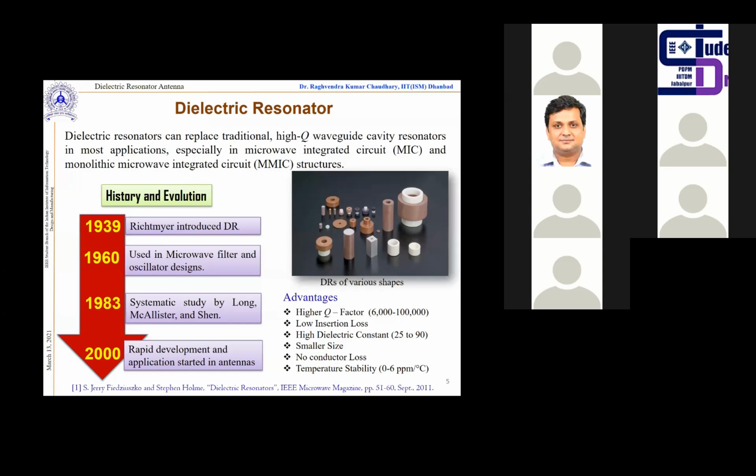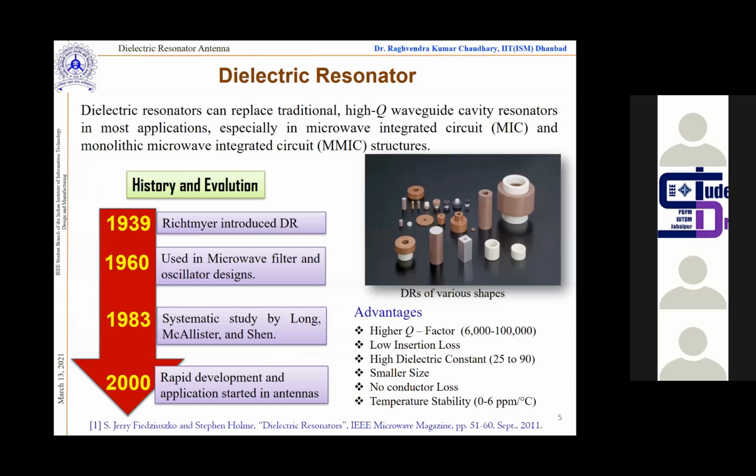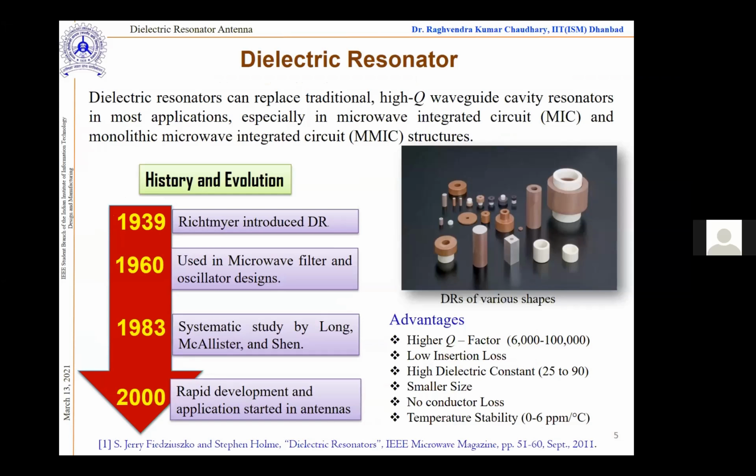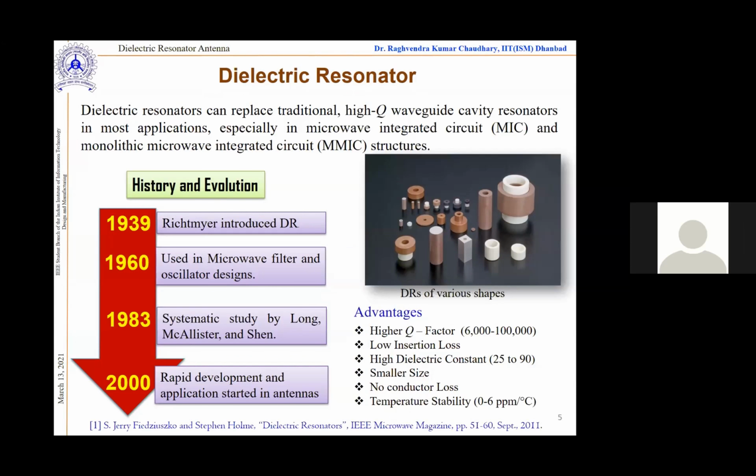So how can we use this? When I say high quality factor, try to understand: it is between 6,000 to 1 lakh, correct? With this quality factor, it is difficult to radiate. The electromagnetic energy is bound very tightly within the DR. So it surely offers you low insertion loss, correct? And the permittivity is also between 25 and 90, so it offers you a small size. I'm talking particularly about the DR, correct?